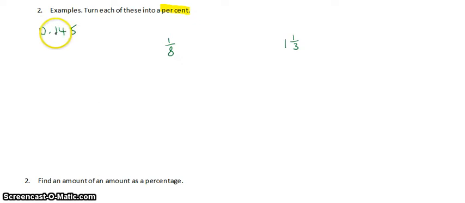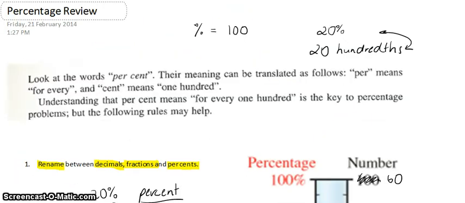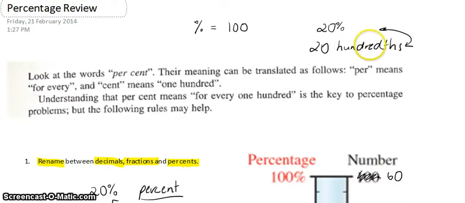Now, we know that 0.145 can be turned into a percent by understanding the language. We know that this place is the ones place. We know that this place is the tenths. We know that this place is the hundredths, and we know that this place is the thousandths. So percent, what does percent mean? We learnt about it at the very top. Percent means hundredths, out of 100.